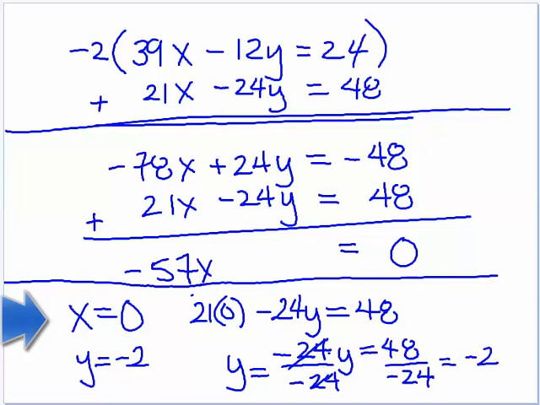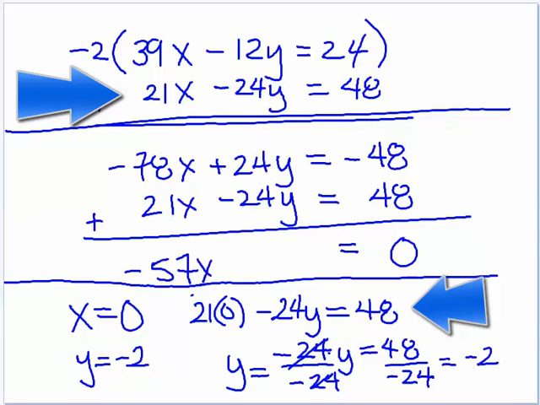We need to go back to one of our two original problems right here. These are the ones that we derived, right? And we're going to plug in 0 wherever we have x. So we decided to use the bottom one. 21 times 0 is going to be 0. And then we have negative 24y equals 48. We're using the bottom problem. So we get negative 24y is equal to 48.